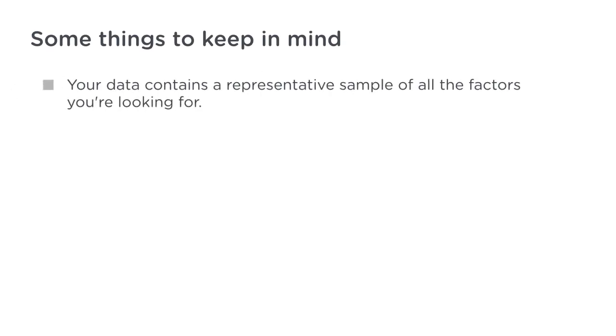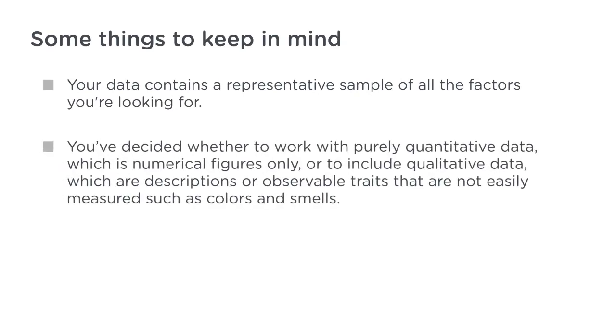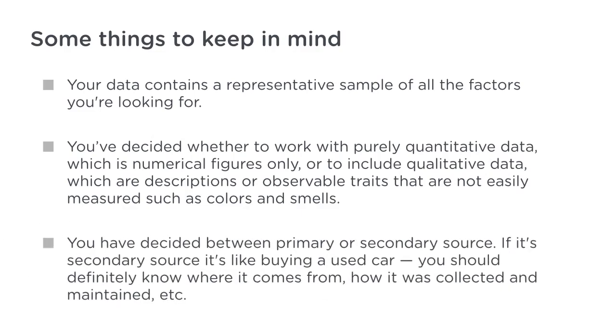Here are some things to keep in mind as part of your data selection criteria. Your data contains a representative sample of all the factors you're looking for. You've decided whether to work with purely quantitative data, which is numerical figures only, or whether to include qualitative data, which are descriptions or observable traits that are not easily measured, such as colors and smells. You've decided between primary or secondary source.